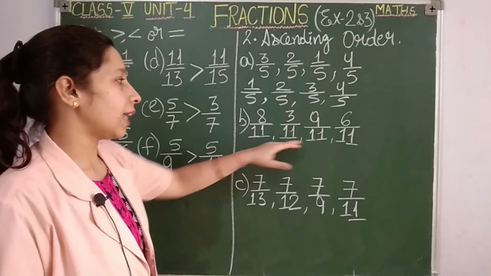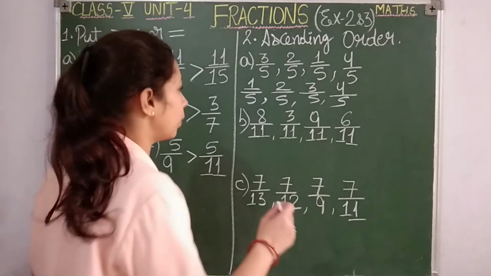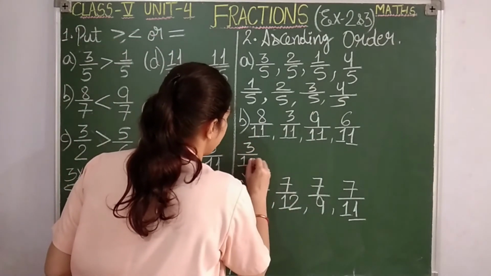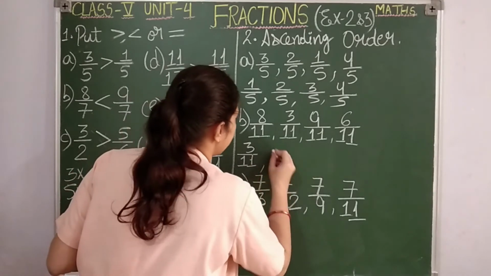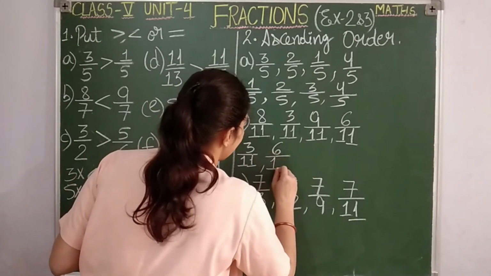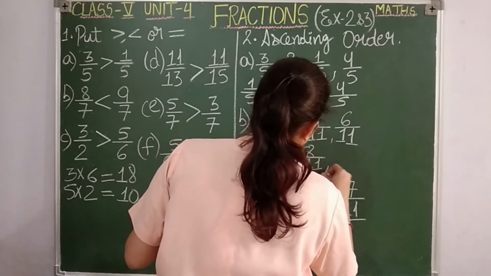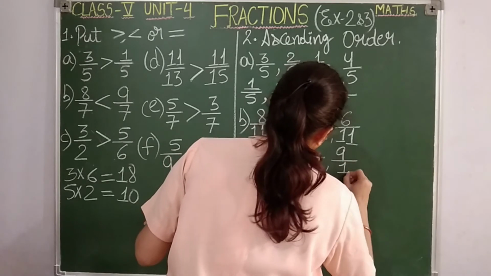Point number B. Again the denominators are same. Go for the numerator. Smallest numerator is 3. So I will write 3 upon 11. Then the numerator after it, 6 by 11. Then 8 by 11. Then 9 by 11.